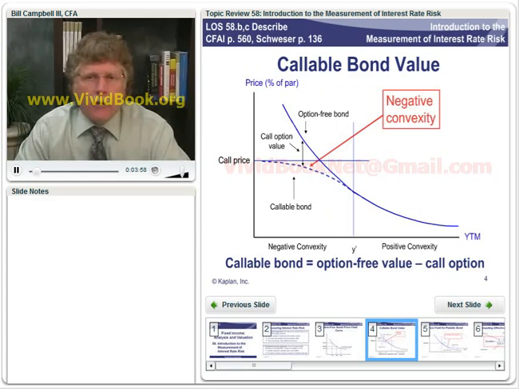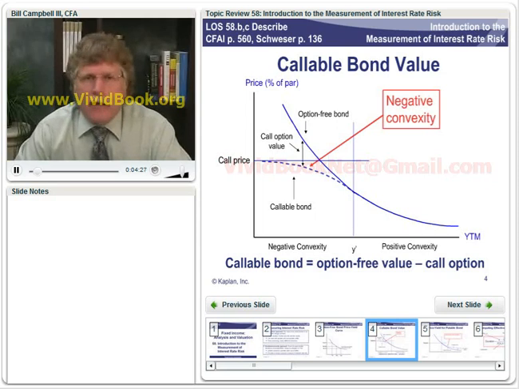Now remember, a call option is owned by the issuer of the bond, and it gives them the right to buy back the bond at a particular price. Usually they have to pay a slight premium. But let's say they have the option of buying back a bond at a price of $102. So for a $1,000 bond, they could buy it back whenever they wanted to at a price of $1,020.